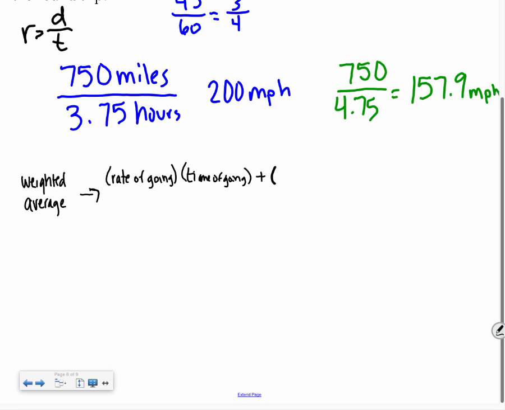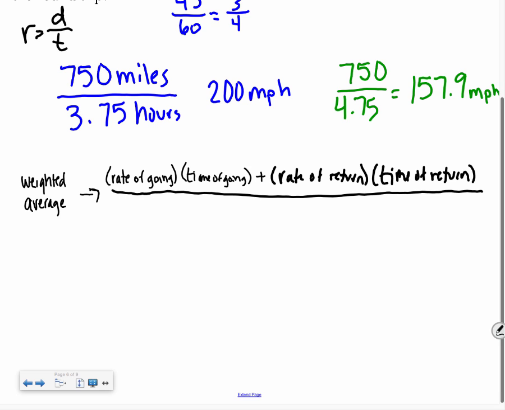the rate of return times the time of return, and that's all over the time of going plus the time of return.